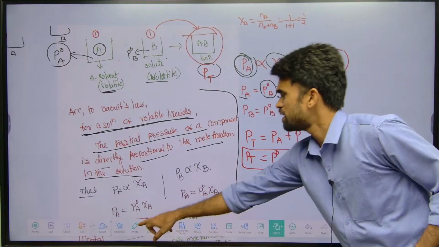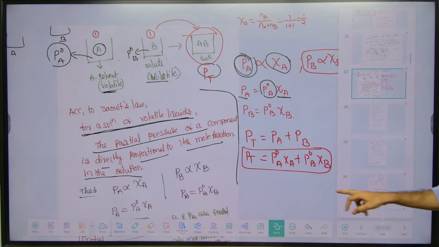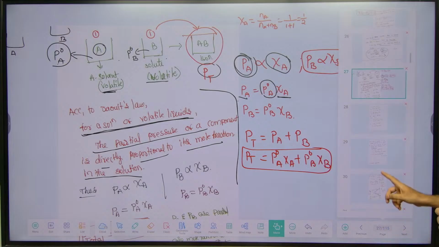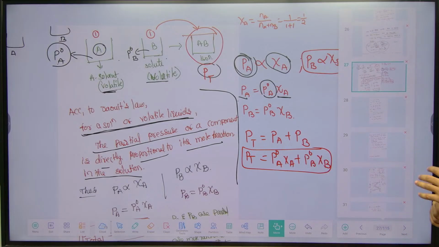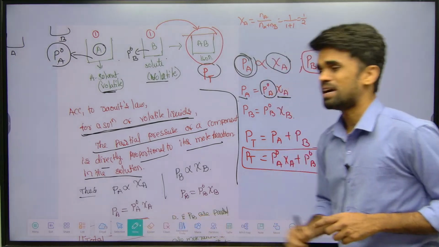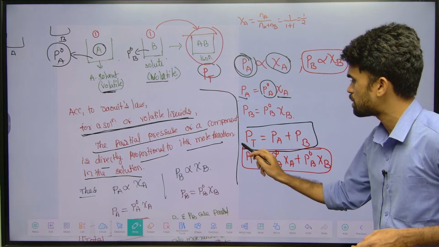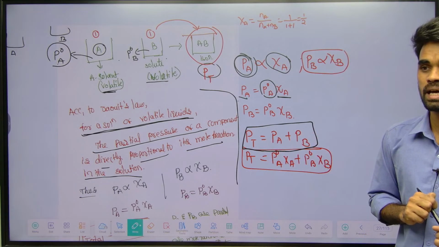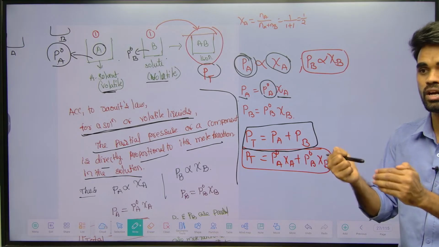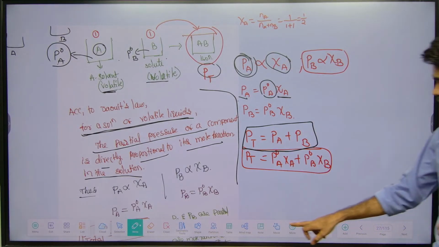Don't write too many things, just write these formulas, it's enough. Or you can make a one single line statement in your own language. So if someone asks you what Raoult's law means, what do you say? This one. P total equals vapor pressure of solution equals PA plus PB. Again, what do we mean by PA, PB? P naught A chi A plus P naught B chi B. Okay. Done up to here everyone? Yes. Next.